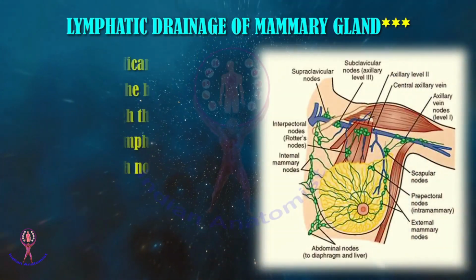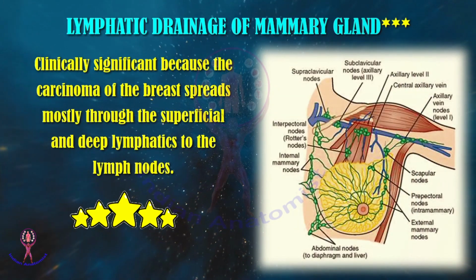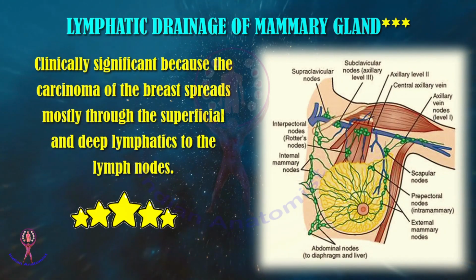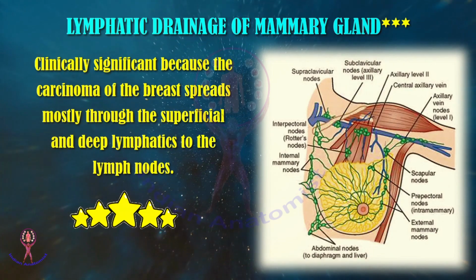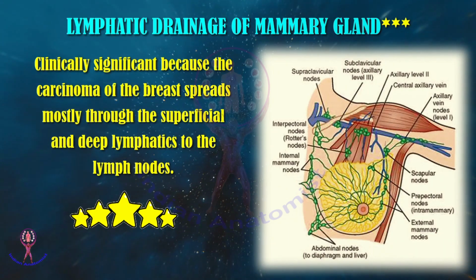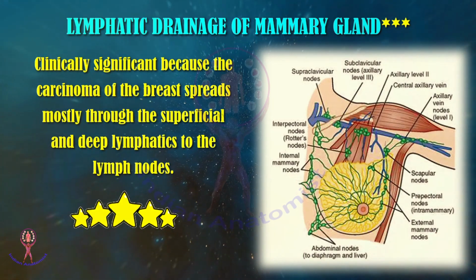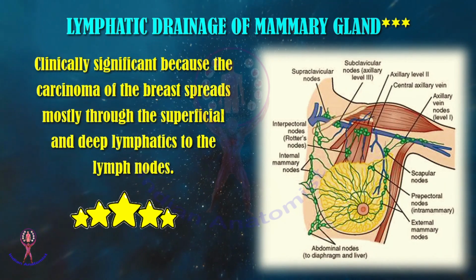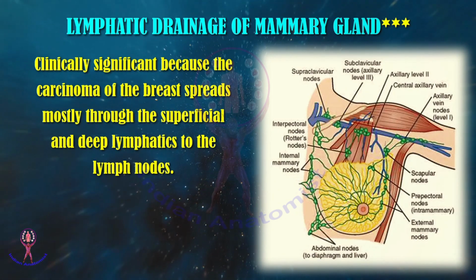Next is lymphatic drainage and lymph nodes of the mammary gland. This is a crucial part of studying the mammary gland. The lymphatic drainage is clinically significant because the carcinoma of the mammary gland spreads or metastasizes mostly through these superficial and deep lymphatics to the lymph nodes.